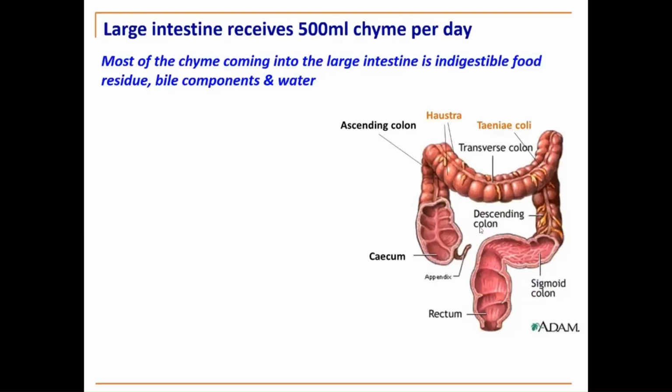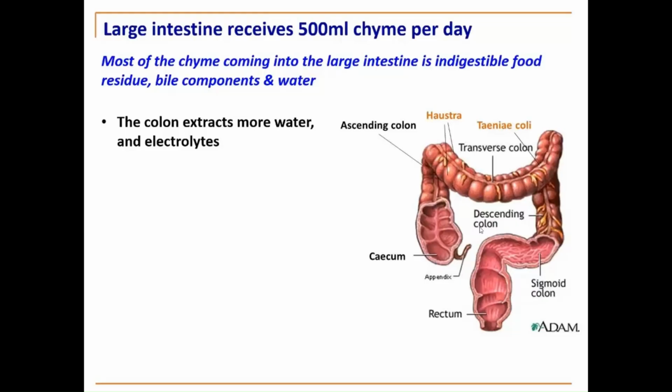So the large intestine receives about 500 mils of chyme per day. Most of that chyme coming into the large intestine is food that's indigestible, so the enzymes can't break it down. It may be bile components, and it's a lot of water.